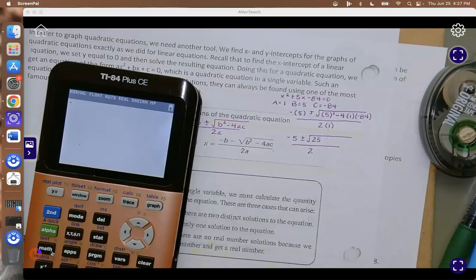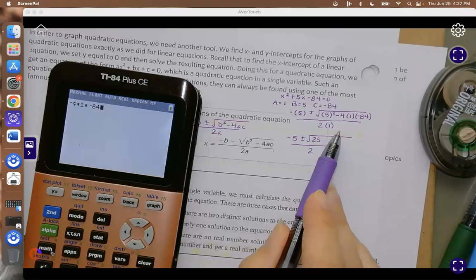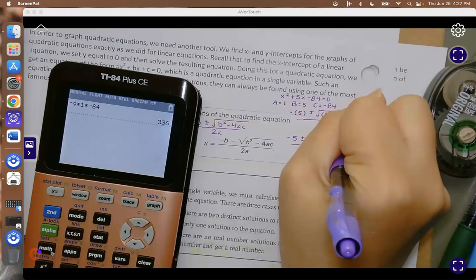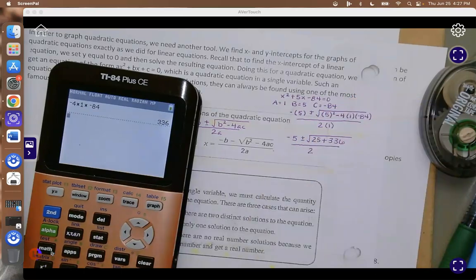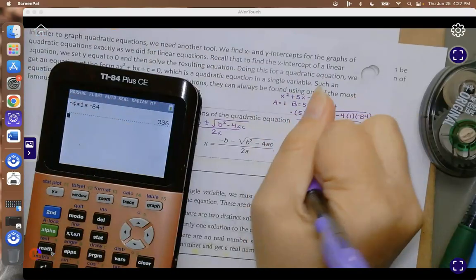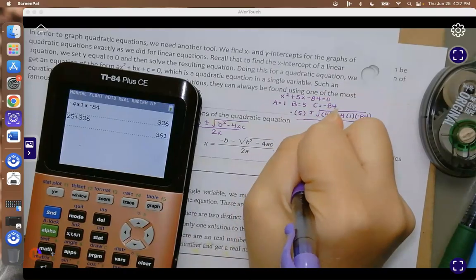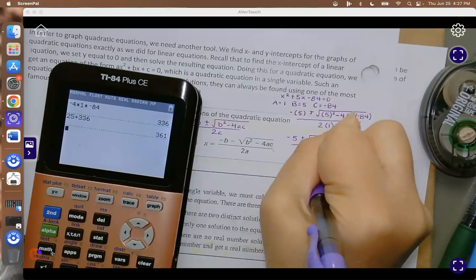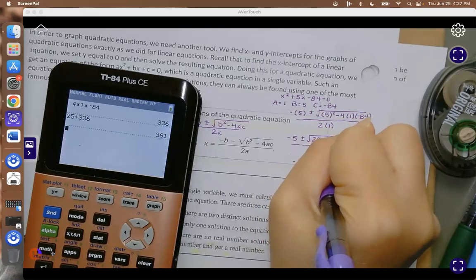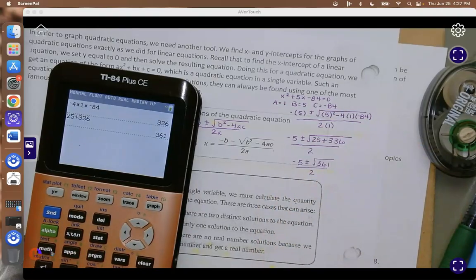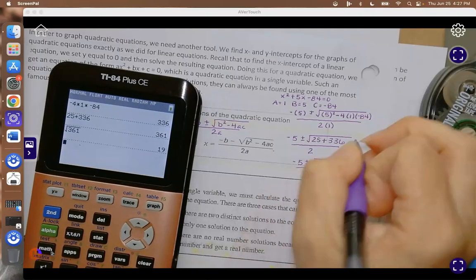You see a negative 4 times 1 times negative 84. That's what you see. Okay? And you're going to get a positive 336. Okay? And if you add 25 plus 336 together, you get 361. And if you do that, you're not going to make so many mistakes. Then check. Always check to see if this is a perfect square. So the square root of 361 is 19.